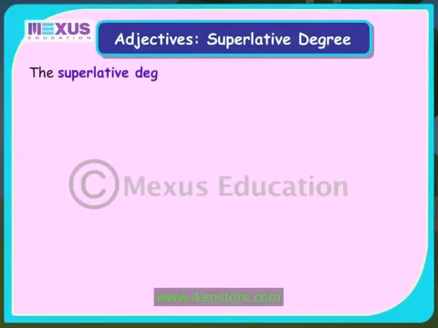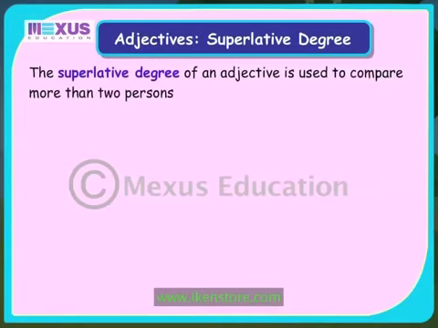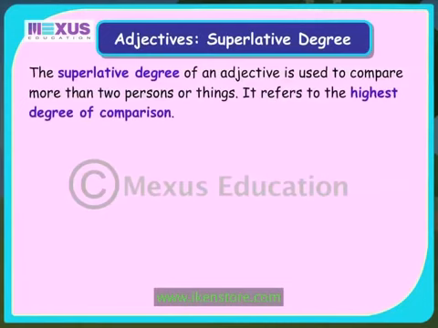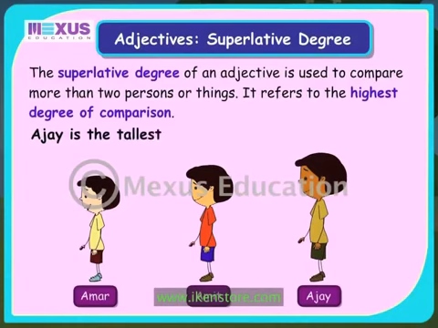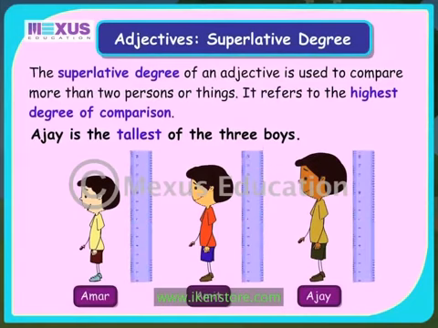The superlative degree of an adjective is used to compare more than two persons or things. It refers to the highest degree of comparison. Consider the following example. Ajay is the tallest of the three boys. Here the adjective tallest refers to the superlative degree. It is used to compare the height of the three boys, Amar, Amit and Ajay, and show that Ajay is the tallest.